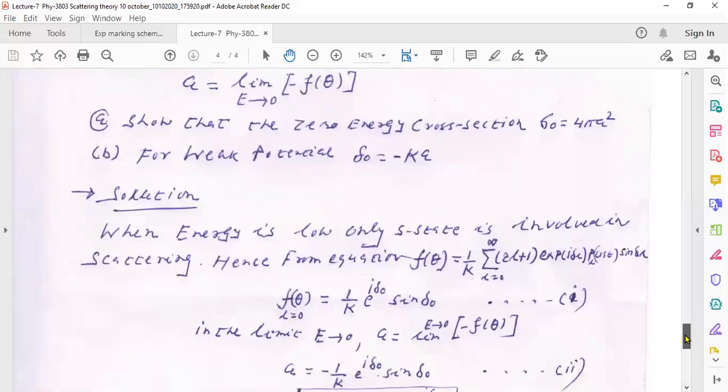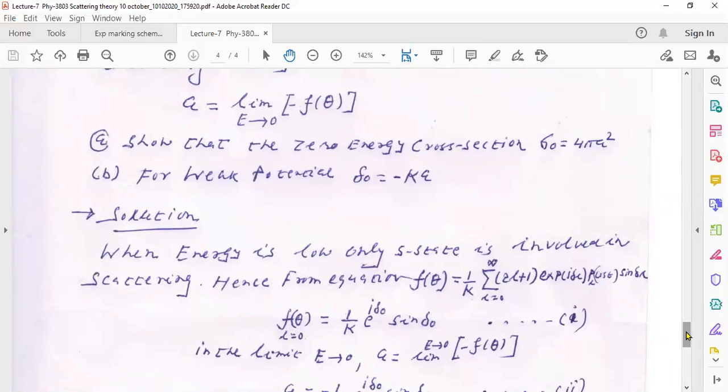That means you consider only the S wave. So l equal to 0. When you put l equal to 0, this term will give you e^(iδ_0) P_0(cos θ), and P_0(x) is 1. So it is 1, and sin δ_0. You see sin δ_0. So this is your f(θ), the scattering amplitude for very low energy scattering.